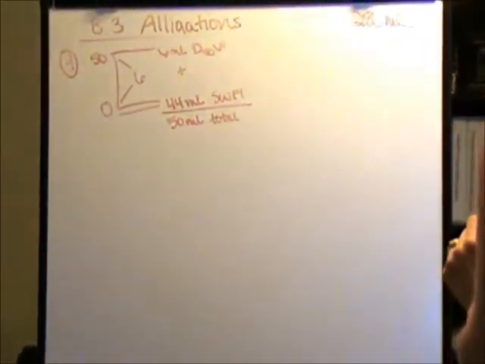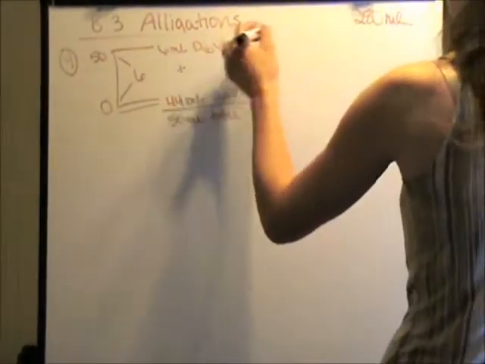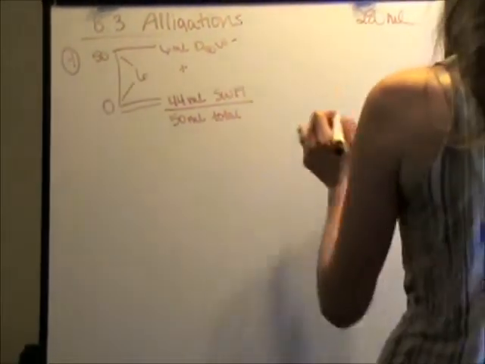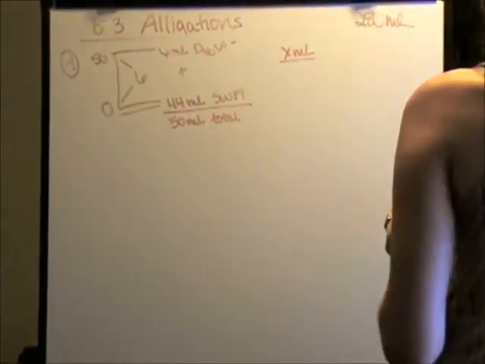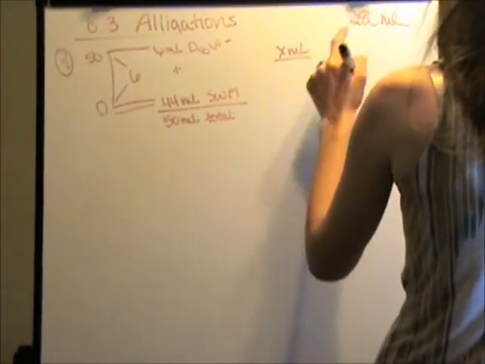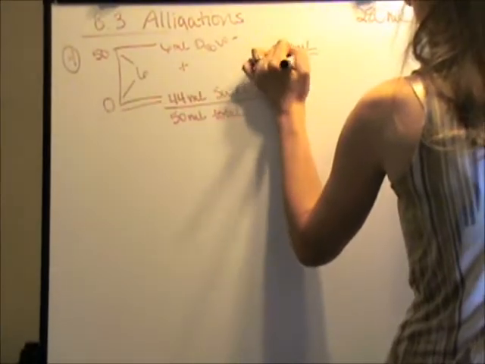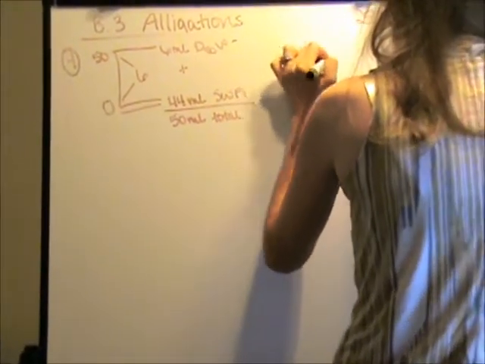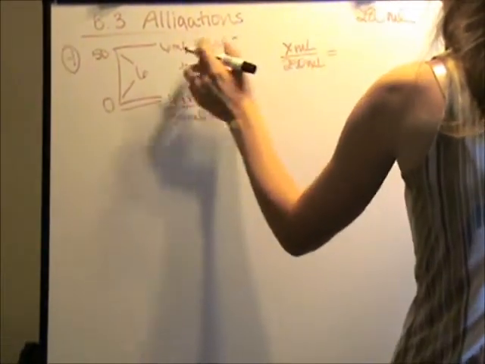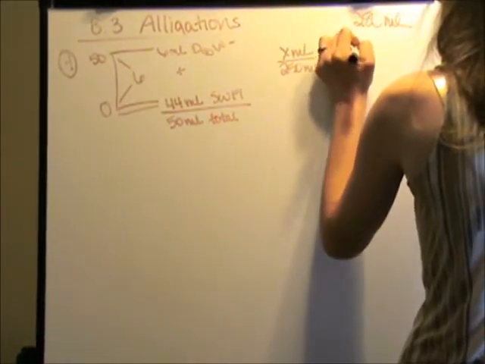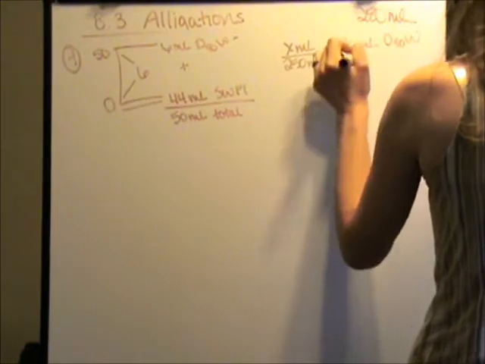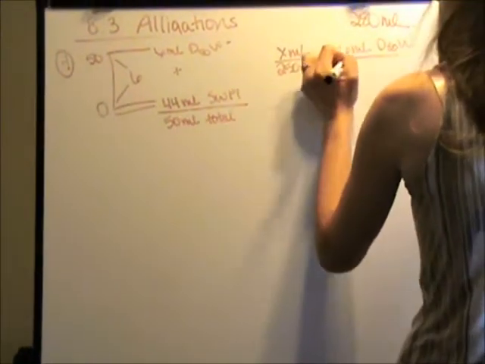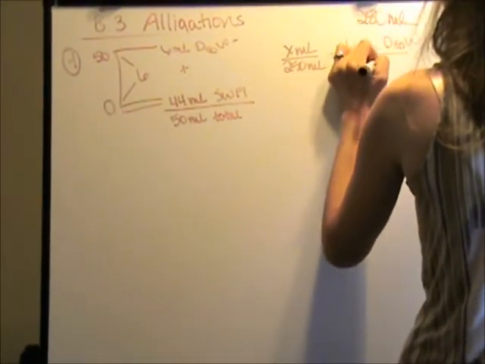So now we're ready to set up our proportions. So let's just go ahead and do the dextrose 50 first. We're wanting to find out how much we need, how much volume we need. Remember, our final amount is 250 ml over 6 ml dextrose 50, and we're going to divide that by our total volume, which is 50 ml.